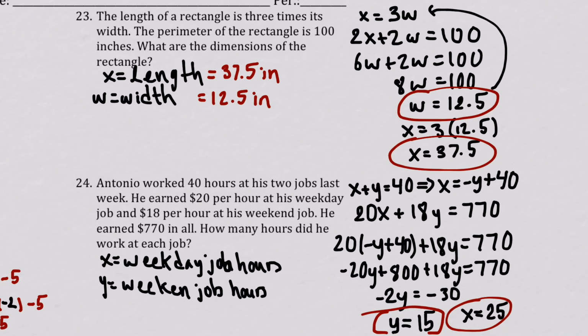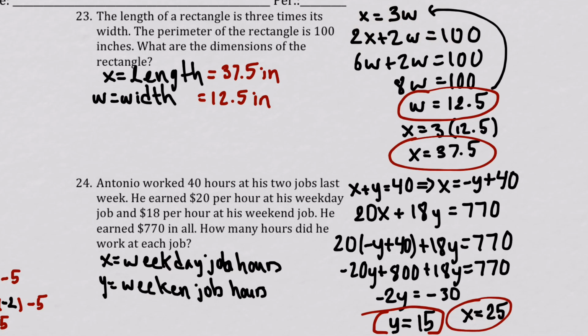Okay, so here are the solutions for 23 and 24. In 23, the length is 37.5 inches and the width is 12.5 inches. In 24, the weekday job hours is 25 and the weekend job hours is 15. Let me just show you guys real quick how I got that. The two equations are here. X equals 3W and 2x plus 2W equals 100. I'm talking about 23 right here.